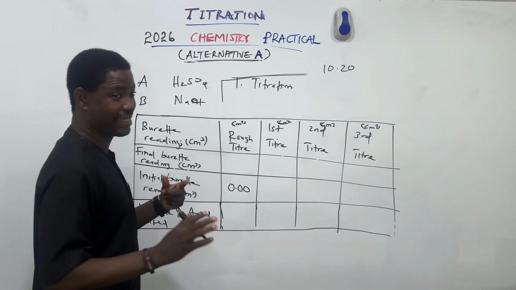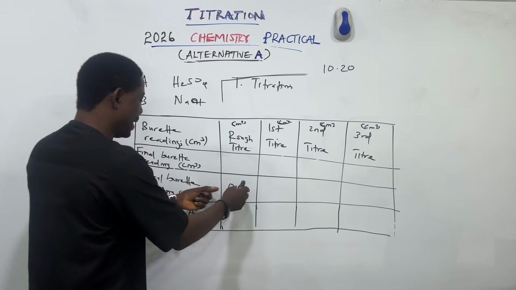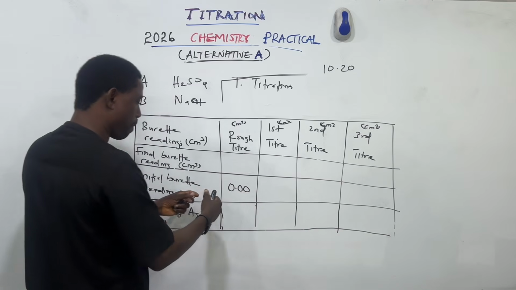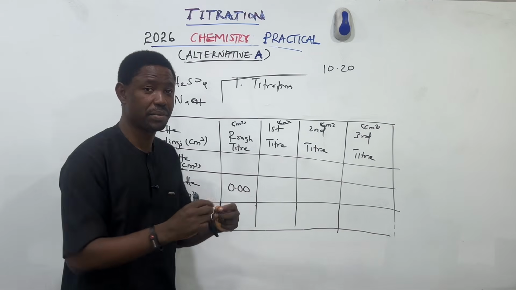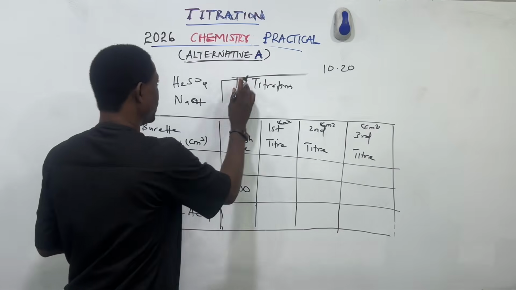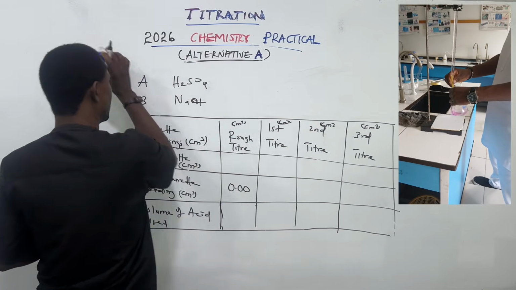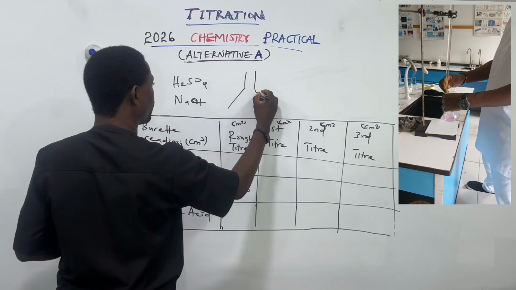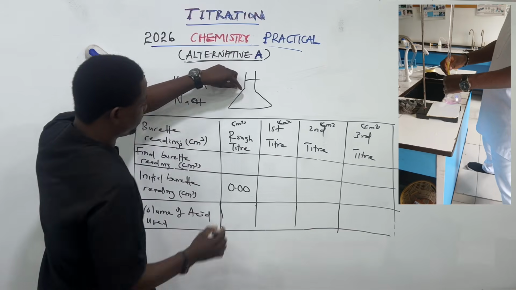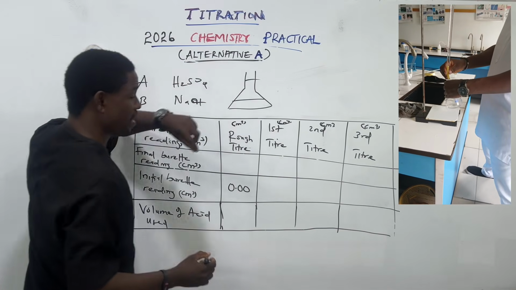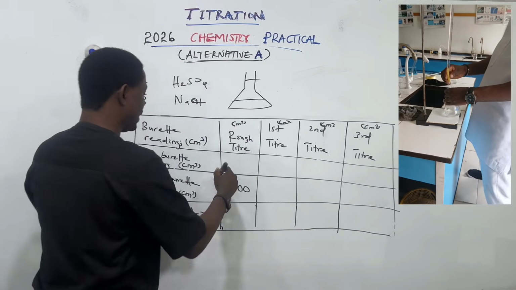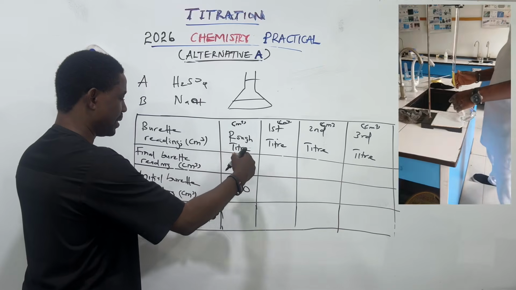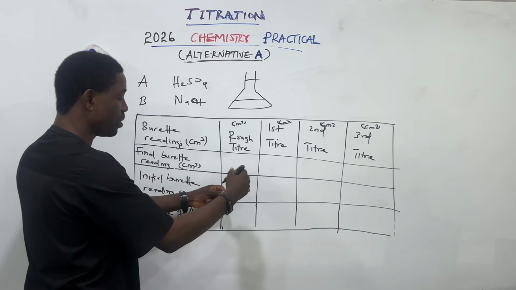Now, the first titration I did, after I filled my acid into the burette and I transferred my 25 cm cube to the conical flask, I hope you're following what I'm saying. This is my conical flask. After I've transferred the 25, I put the methyl orange indicator. Then I started titration by releasing the acid and shaking it properly.